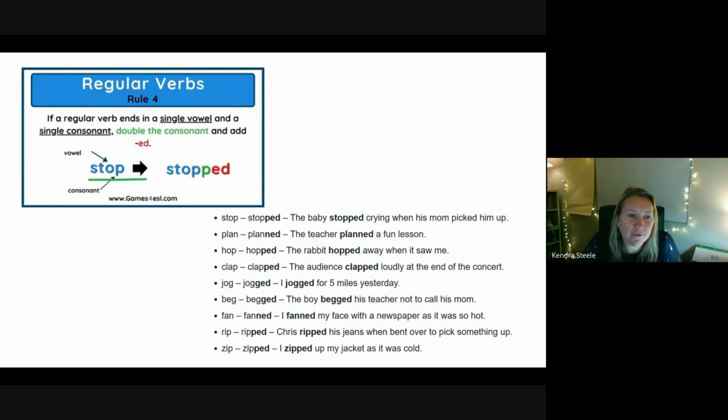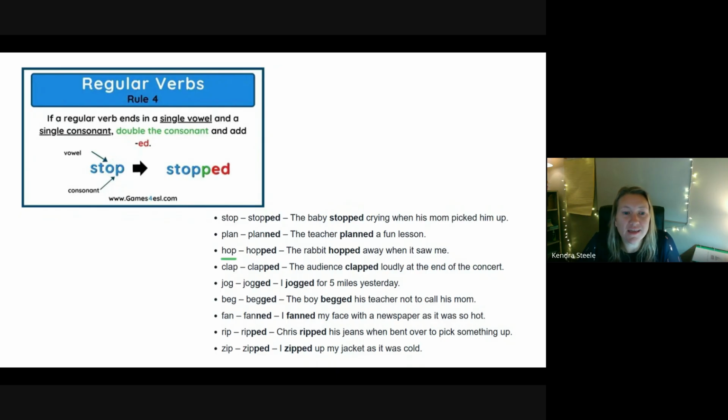So stop has a vowel, O, and a consonant, P. So we're going to add another P and add ED. Okay? So stop becomes stopped. The baby stopped crying when his mom picked him up. Plan becomes planned. The teacher planned a fun lesson.